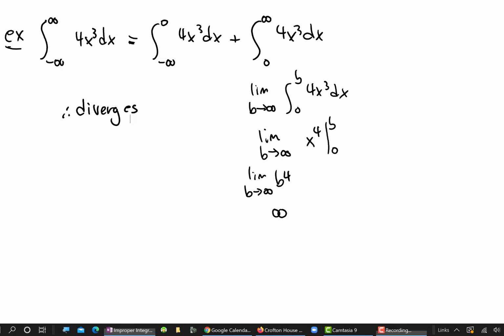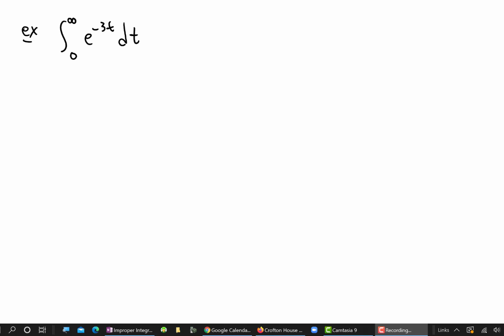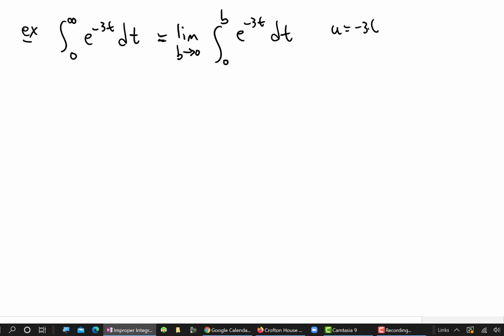Let's take a look at one last example. The integral from 0 to infinity of e to the negative 3t dt. So we'll set our limit as b goes to infinity of the integral from 0 to b of e to the negative 3t dt, and of course we need a u substitution, so u is negative 3t, and therefore du is equal to negative 3 dt, and dt would be du divided by negative 3.